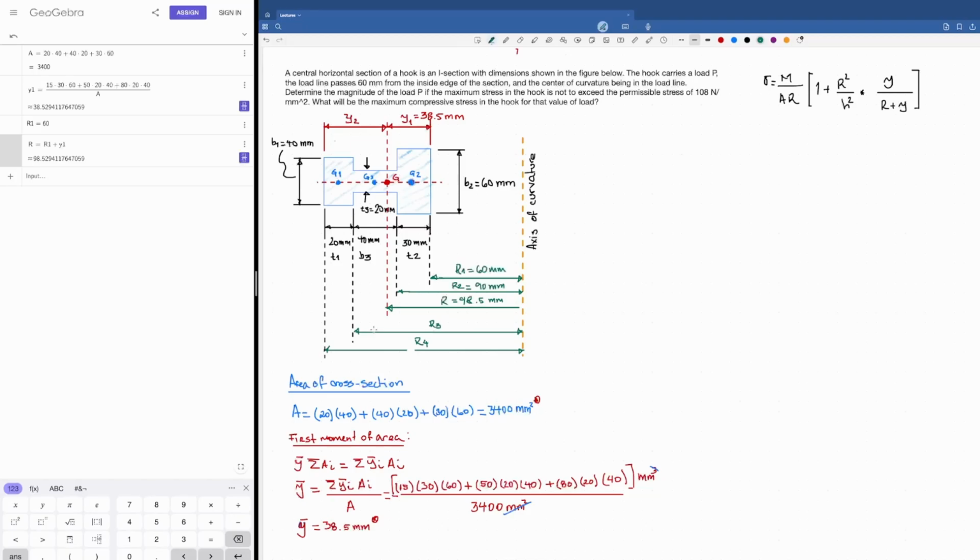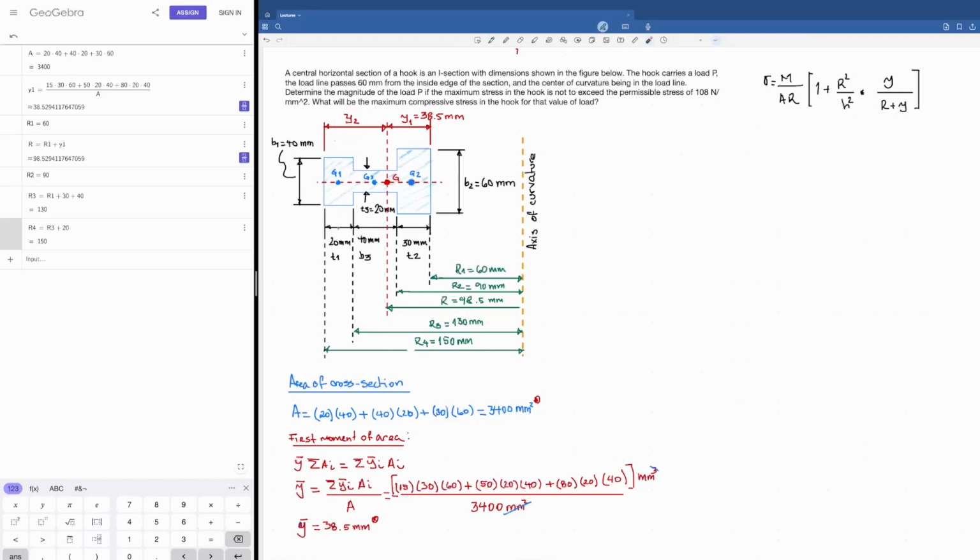R3 is going to be 60 plus, actually it's going to be R2 plus 40. Actually, I should write down here that R2 equals 90. Then R3 is going to be how much? It's going to be 60 plus 30 plus 40. R3 equals R1 plus 30 plus 40, yeah, 130, this one here. Finally, R4 is going to be R3 plus 20, and that is 150 millimeters. There we have it.